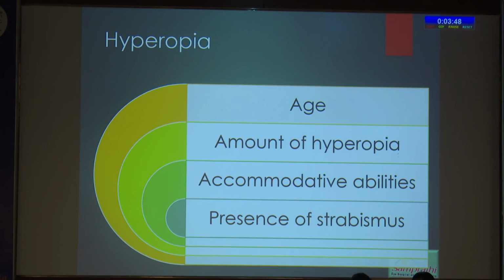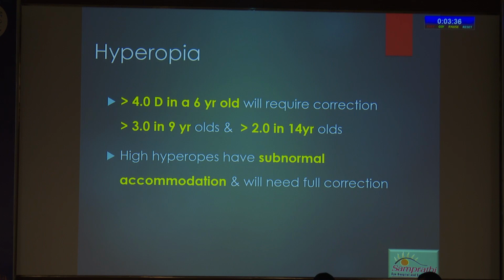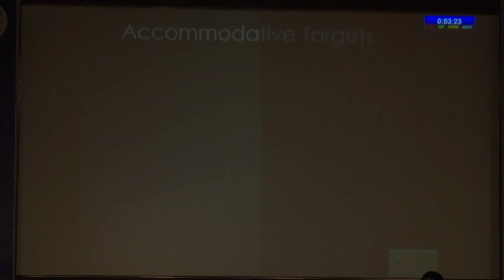And hyperopic correction is a little more tricky because there are a lot of other factors which influence it, not just the refractive error: the age of the child, the amount of hypermetropia, the accommodative abilities, and the presence or absence of strabismus. We also have to remember that high hypermetropes, like +8, +9, have very subnormal accommodation. So they have to be given a full correction, and we should not be undercorrecting in these children.